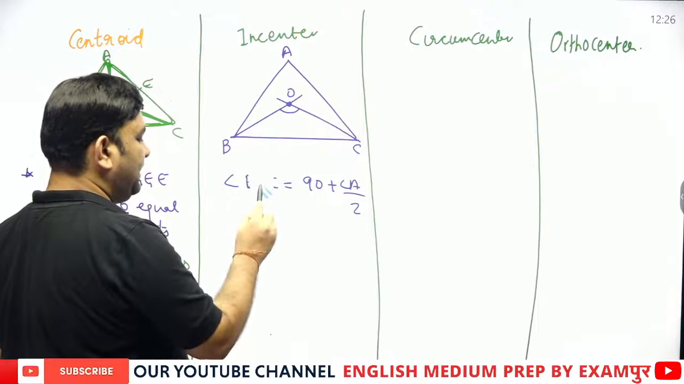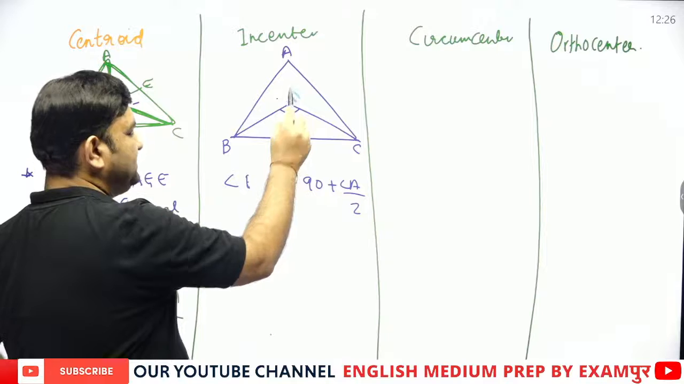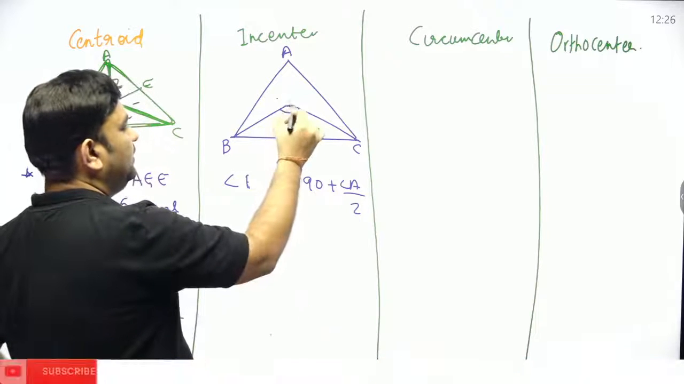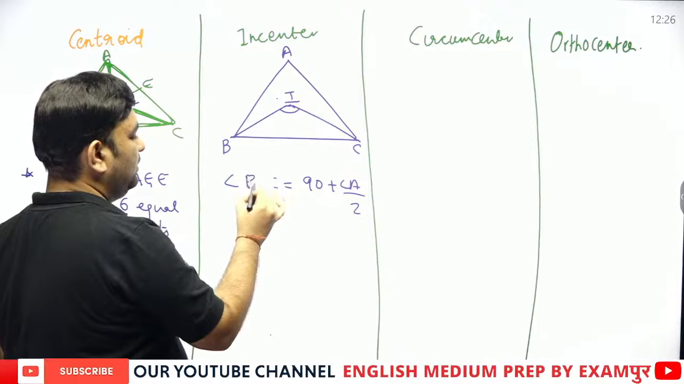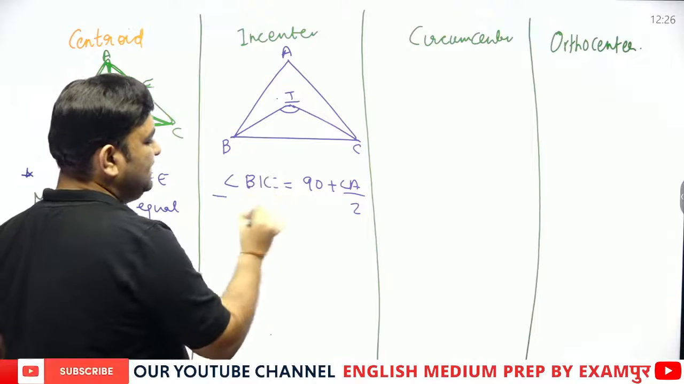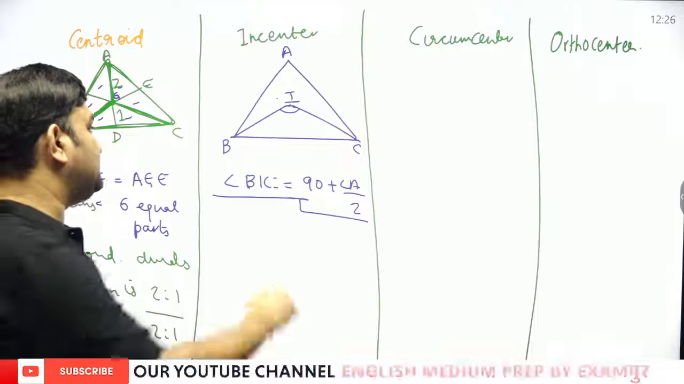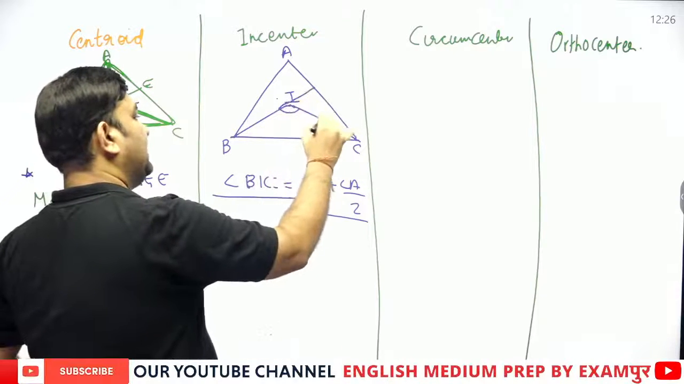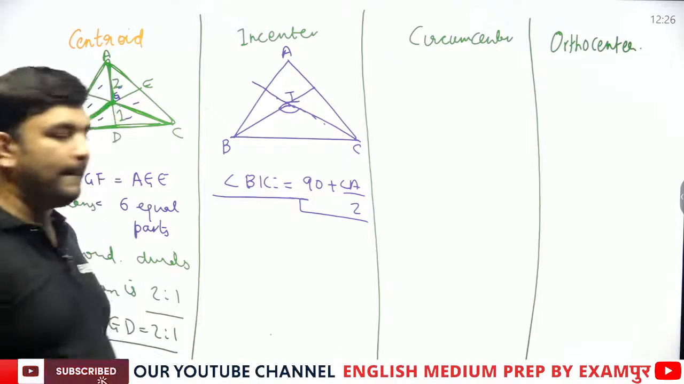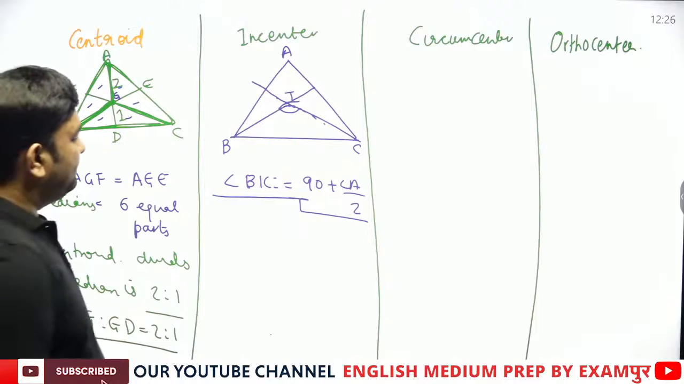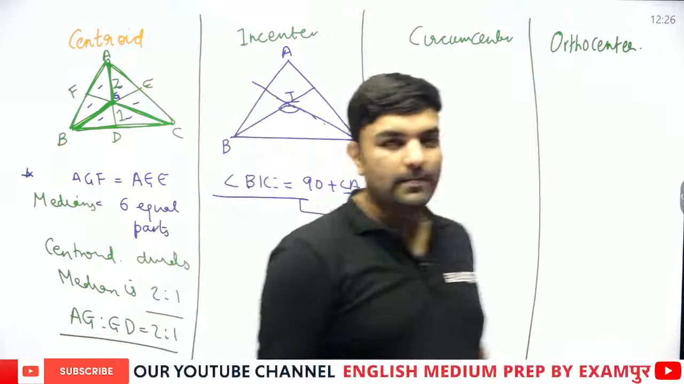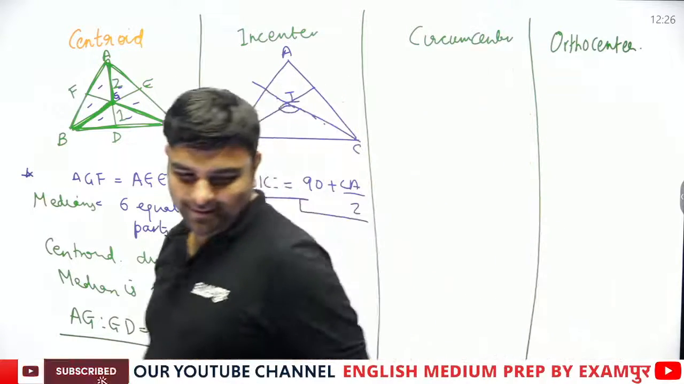Better if I represent it by I. Angle BIC is 90 plus A by 2, where these are the angle bisectors. Okay.